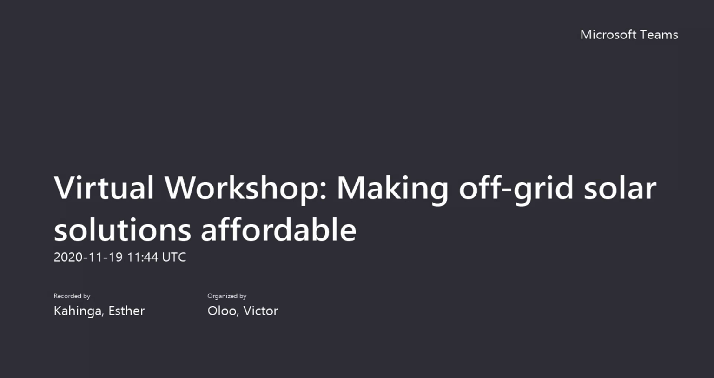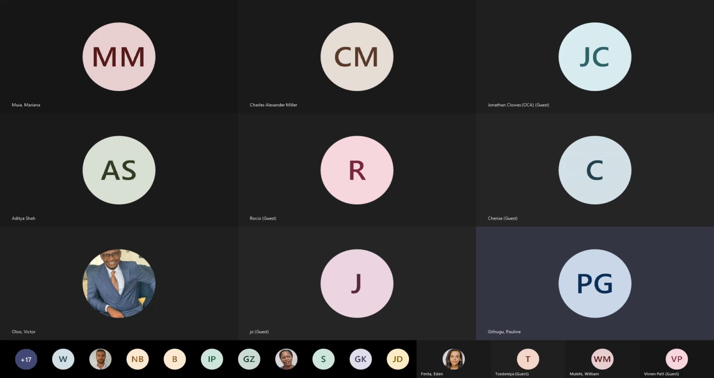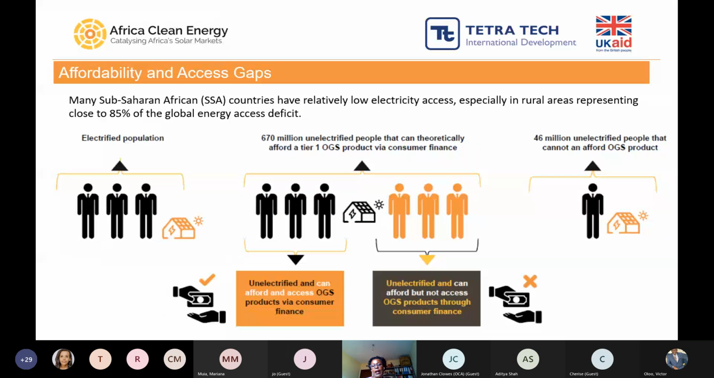have a category of then those who cannot access and cannot afford. So we'll be looking at these last two categories of those who could potentially afford but cannot access, and those who cannot afford and cannot access. And that's the basis on which we undertook two studies to understand the drivers better.